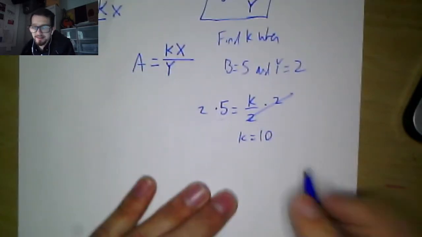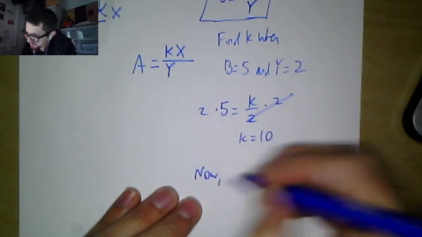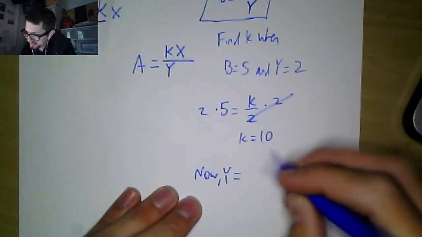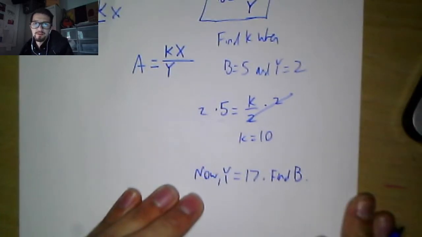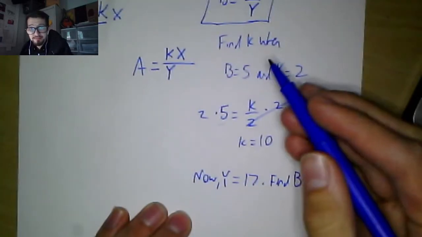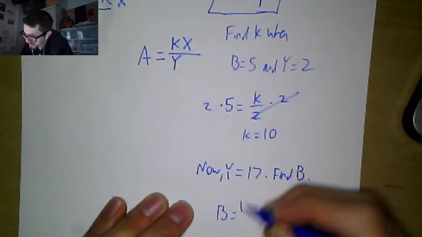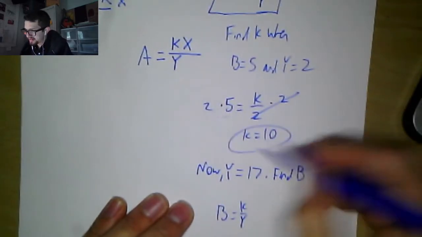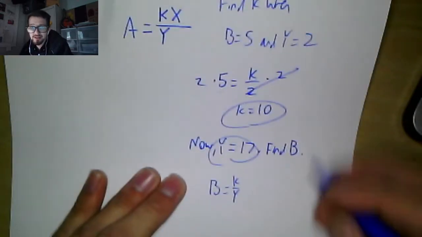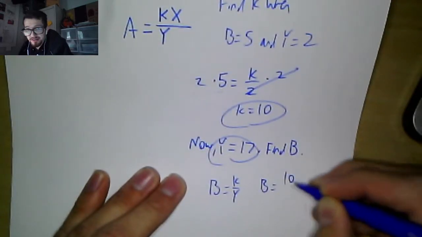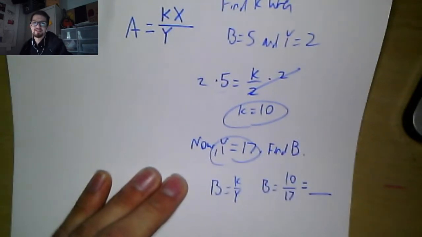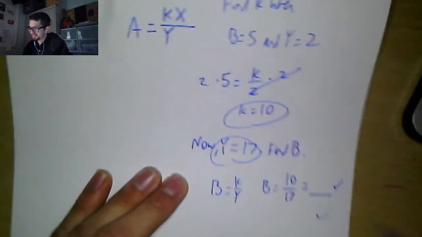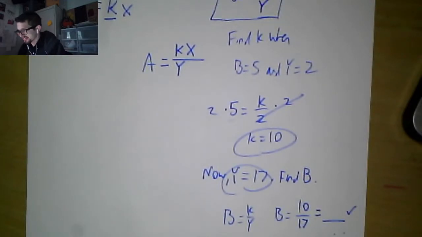Now what if I said, now Y equals 17. Find B. Well, now I just take my original problem, which was B equals K over Y. I now have a new K, and I now have a new Y, so I'm going to plug these two numbers in. B equals 10 over 17. And then if you type that in your calculator, you will get a decimal value that will be your answer. Yay, smiley face. That's variation. Congratulations. That's everything you're going to see on the exam.